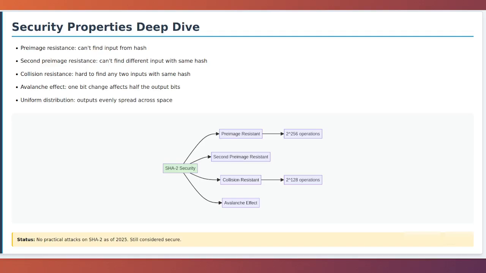SHA-256 achieves excellent avalanche effect through its multiple rounds of mixing. Property 5 is near uniform distribution. Hash outputs should be evenly distributed across the entire output space with no obvious patterns.